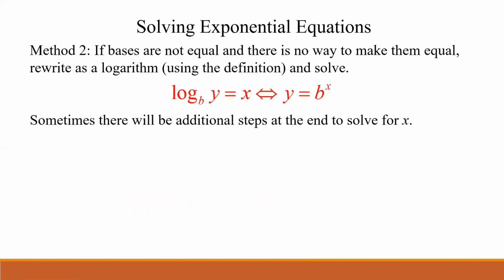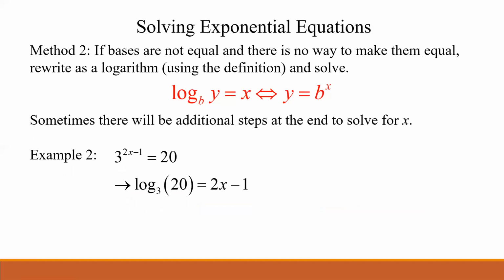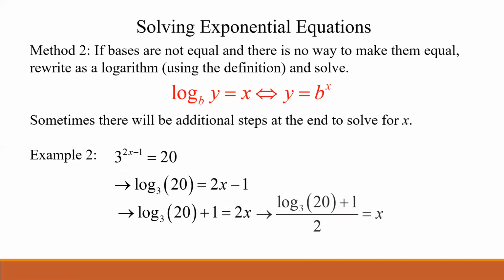So a couple more examples of this. Remember, sometimes you may have to do some things on the end. In this case, I got 3 to the 2x minus 1 equals 20. Can't simplify it anymore, so I'm going to use it as a log. Log base 3 of 20 equals 2x minus 1. But I still want to get x by itself, right? So I need to add 1 to both sides and then divide by 2. And so that's it. x is equal to that quantity, log base 3 of 20 plus 1, all divided by 2, and you're done.